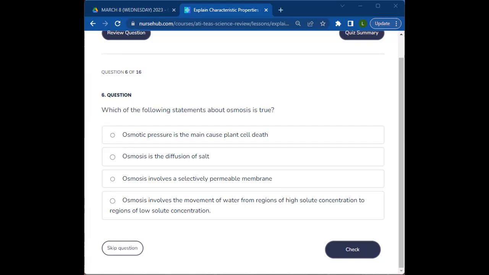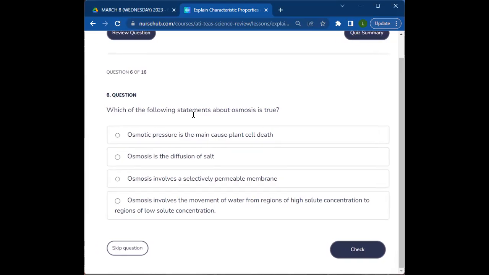But actually, you know what? I'll split the difference and I'll give you about 45 seconds to answer this question, starting now. Okay, the time is up.